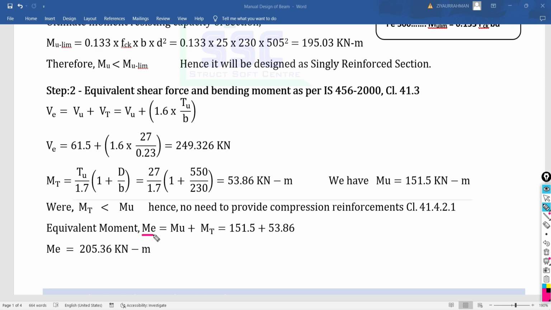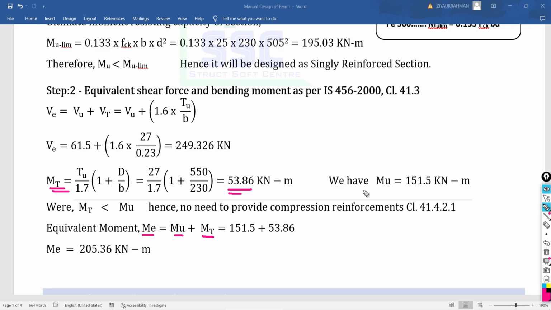Thereafter, we also have to calculate the equivalent moment. Equivalent moment is equal to basic moment plus torsional moment. So I would like to calculate the torsional moment first. The formula for calculating the torsional moment is Tu divided by 1.7 multiplied by 1 plus D divided by B, where capital D is your overall depth and B is the width of the beam. Putting all these values, the moment due to torsional effect becomes 53.86 kilonewton meter.